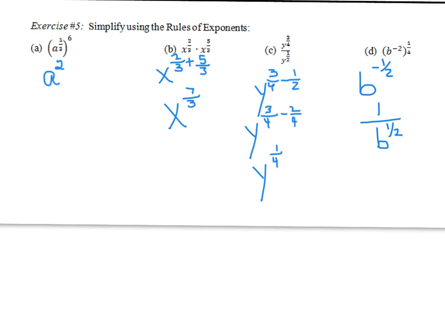Keep reviewing your rules of exponents and try to get a good feel for what happens when we have a fractional exponent. We'll practice some more of this in class the next time.